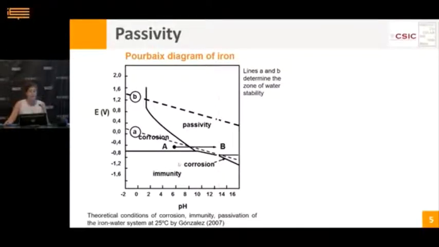The immunity region is where the metal is stable. The metal ions are the stable species in the corrosion region, and the insoluble metal oxide or hydroxide are the stable species in the passivity region. In this case, it's possible to form a protective layer which keeps the metal dissolution rate at a very low level.